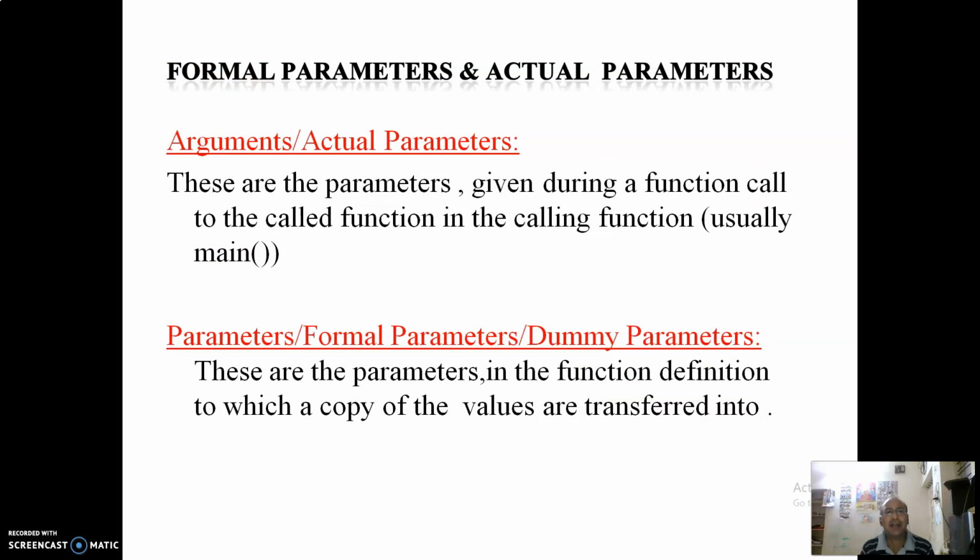I think I discussed the actual parameters and also formal parameters. Once again, I am repeating that one. Actual parameters are the parameters given during a function call to the called function in the calling function. Formal parameters are the dummy parameters. These are the parameters in the function definition to which copies of the values are transferred.